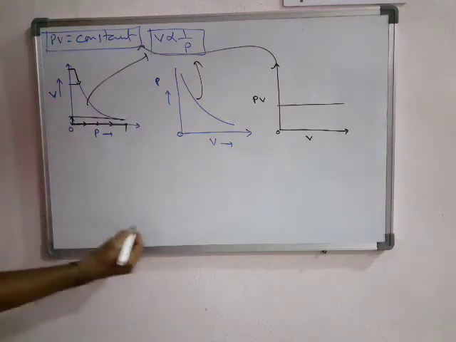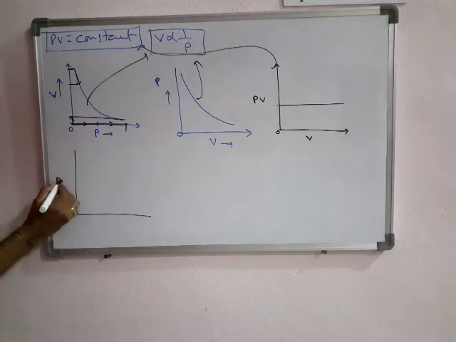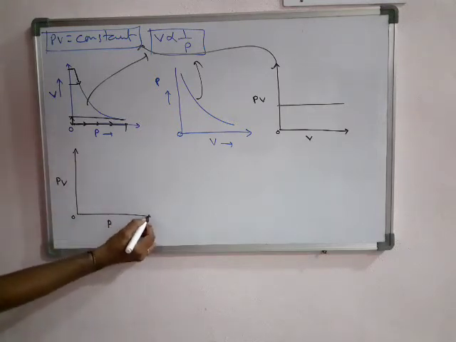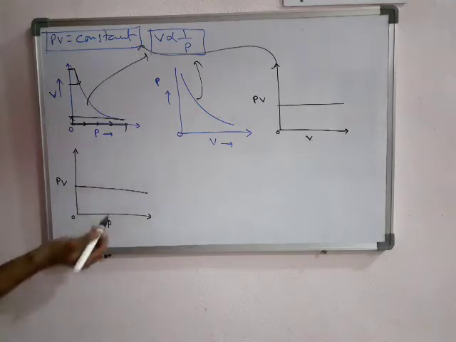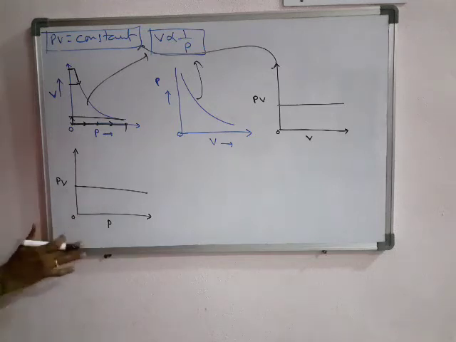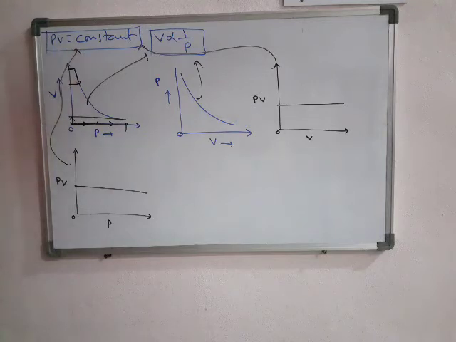And for the same graph we can write PV versus pressure. So what will be the shape? Exactly a straight line. Okay, because even by changing the pressure, the product of pressure and volume is always constant. This PV is equal to constant. So this also represents this one. Okay, next.